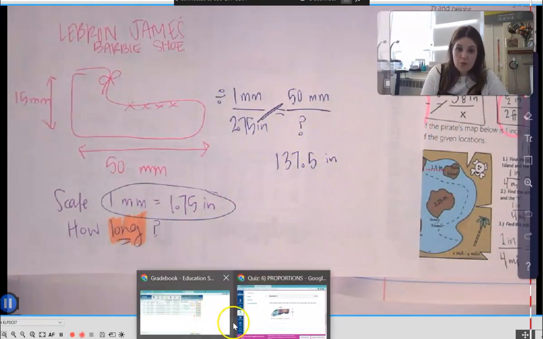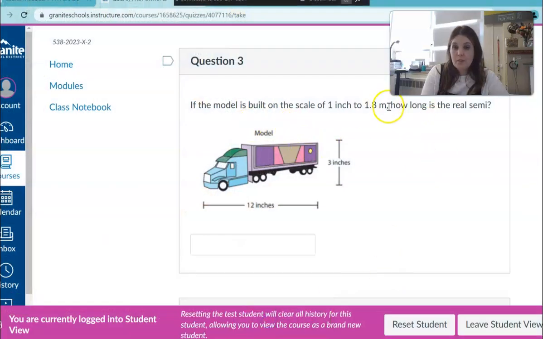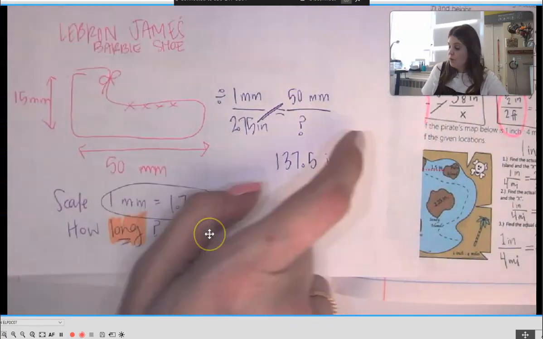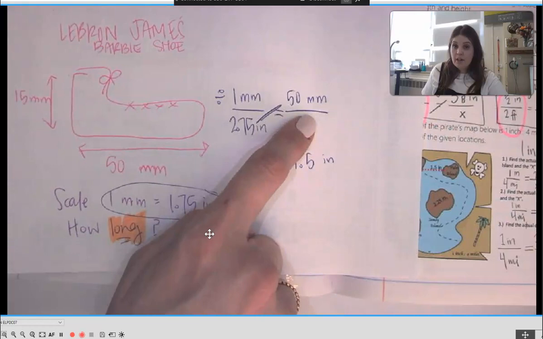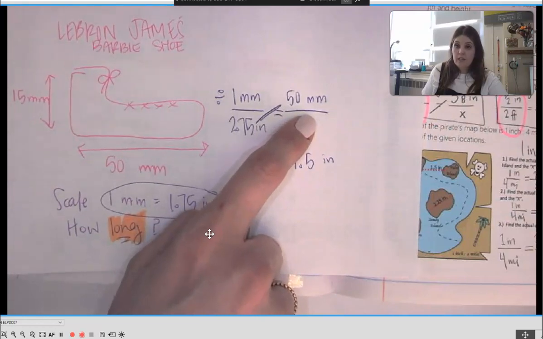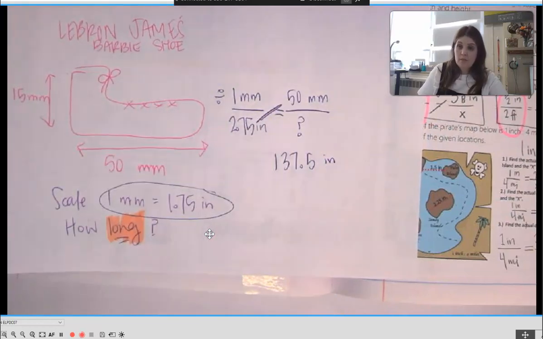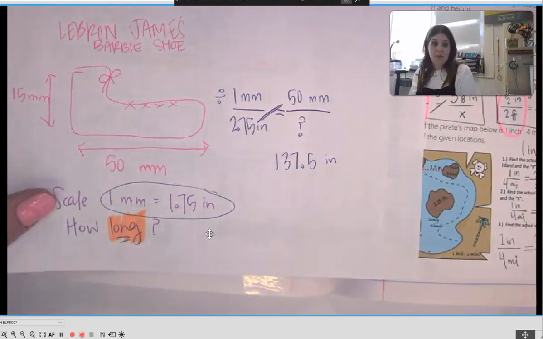But back to the actual problem, you're doing the same thing. They give you the scale right here. They want to know how long the real semi is. So you don't need both of these numbers. You ignore one. You fill the scale in right here where it is on my fraction, and then you put the other number in that they are interested in and solve for the last piece. So hopefully that is helpful.